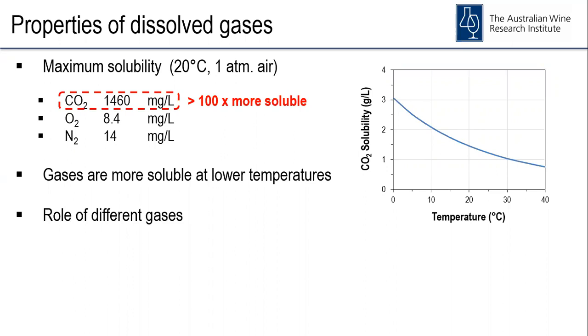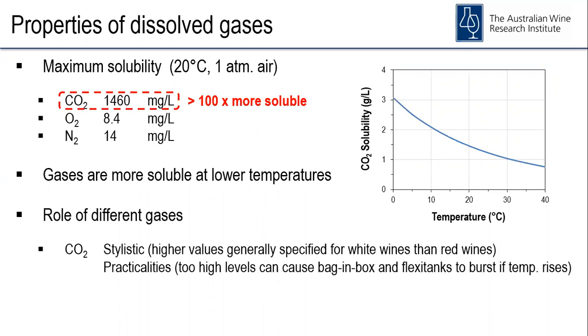The different gases, of course, have different roles in wine production. Carbon dioxide is stylistic. White wines generally have higher specifications than red wines. And there are also practicalities too. For example, for bag-in-box wines and filling flexi tanks, you don't want to have too much carbon dioxide. Otherwise, if the temperature rises, CO2 solubility decreases, and you might have problems with bags bursting.